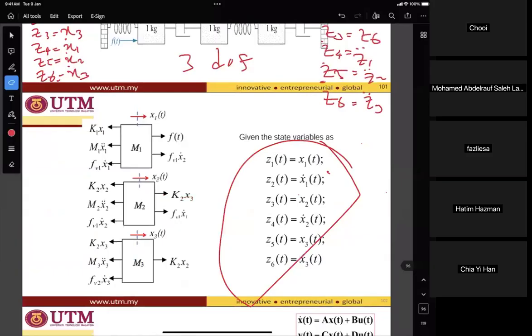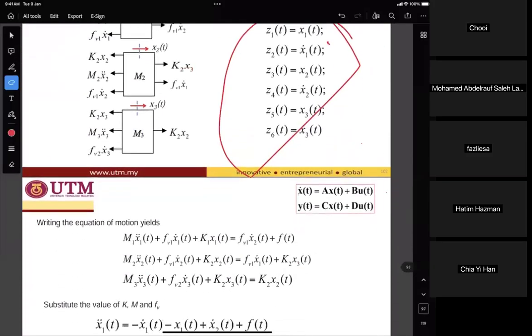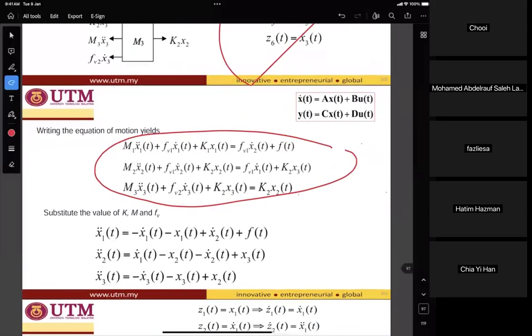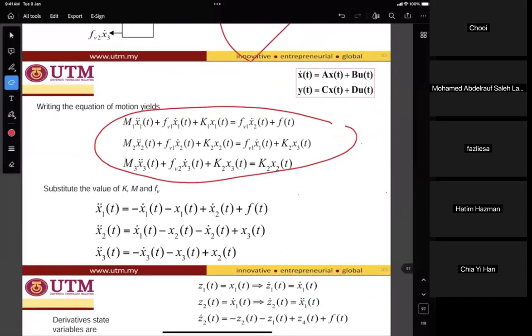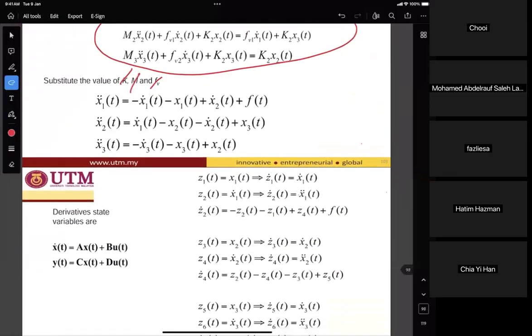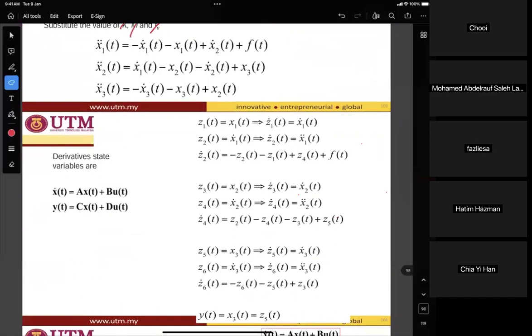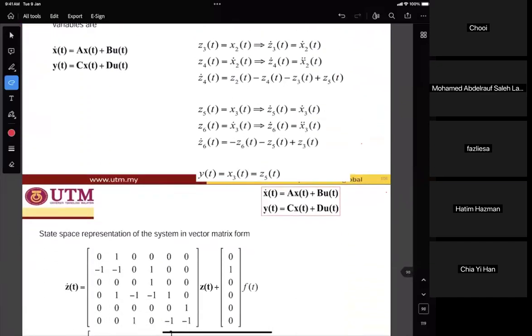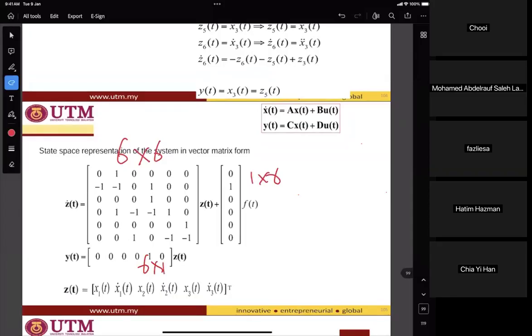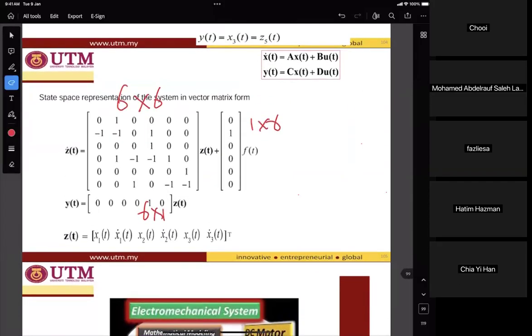use the same concept of free body diagram. Write the equations of motion and replace with the corresponding K, M, and FV. All are unity. Then you will get a 6 by 6 matrix system.